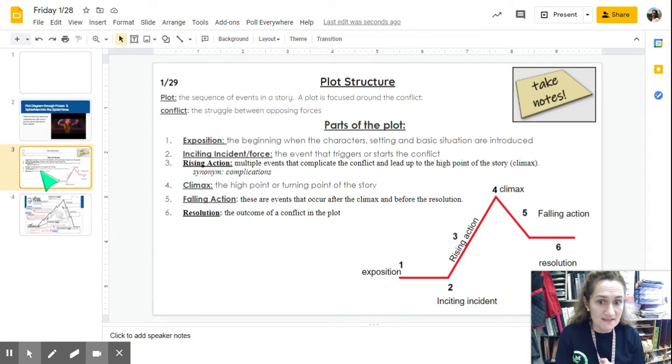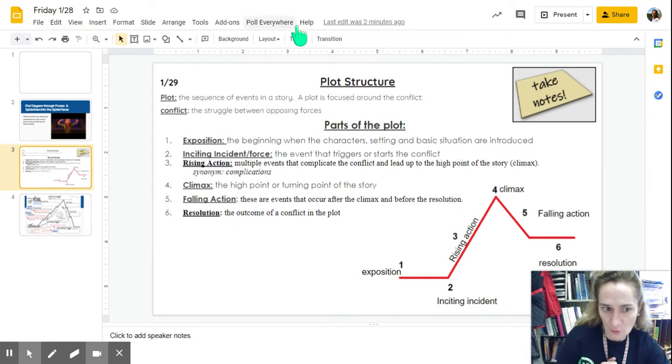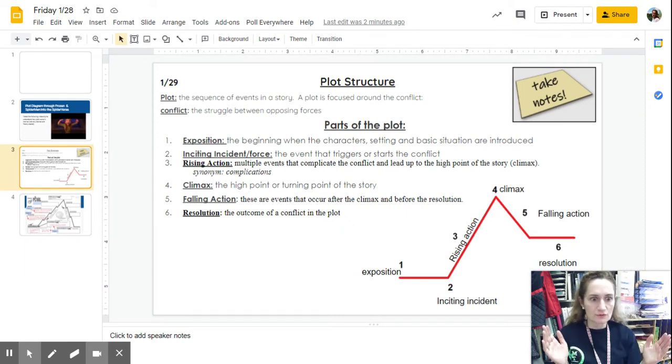And then this slide is the only slide that you have to take notes on. That's why it says take notes in the top right-hand corner. You want your paper to look just like this, and you'll draw that diagram also. If that diagram doesn't fit on the bottom of your paper, you can flip it over and do it on the back. These are all the parts of the plot.